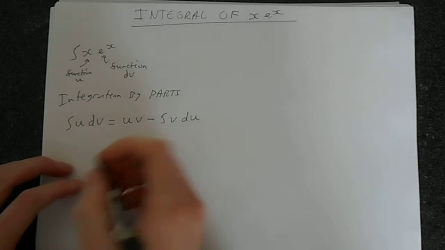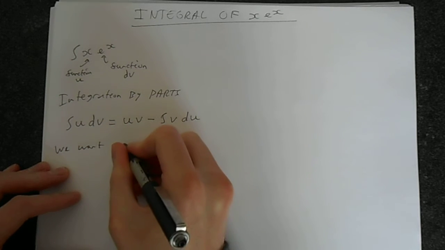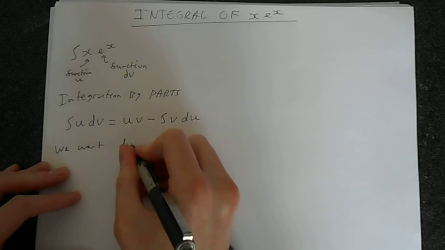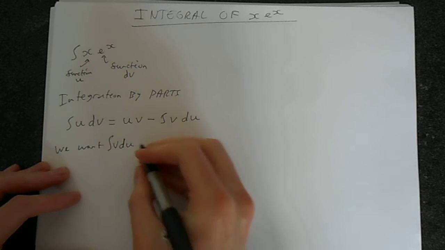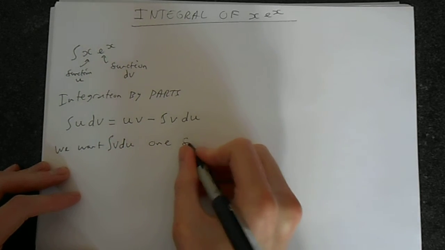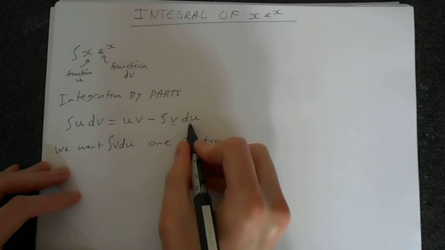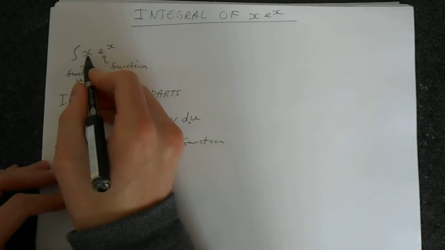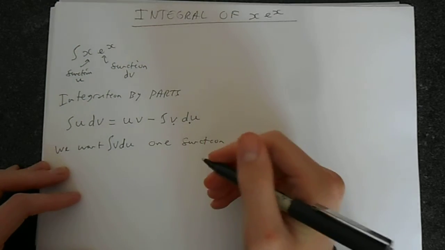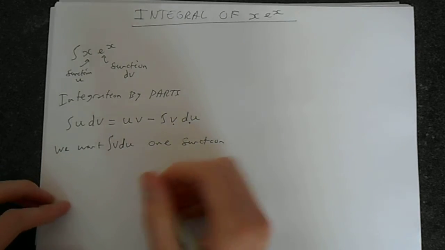Now we can decide which of these is u and which of these is going to be dv. So really what we want is we want this v du part to simply be one function. Otherwise, if this became a function times a function, we'd have the same problem up here. So we'd have to do this all over again or find some clever way to cancel things. So that would be a real nuisance.